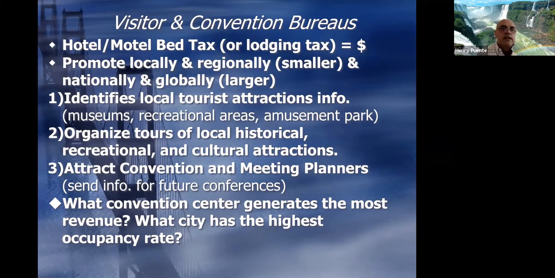And so anyways, their primary revenue stream is a hotel and motel bed tax or a lodging tax. That is the primary revenue stream for the visitor and convention bureaus, or sometimes they're just called CVBs.